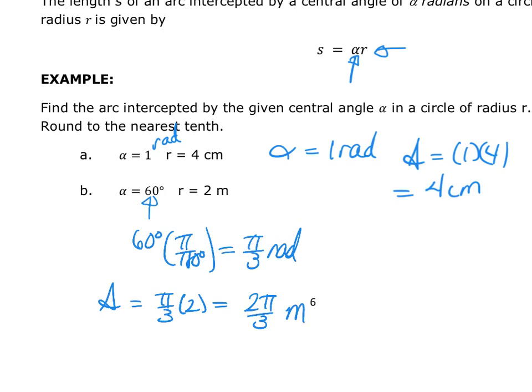And I can leave it like that, or I can put in my calculator 2 times my pi symbol, 3.14, divided by 3. So somebody who did the conversion, give that to me to 3 decimal places. 2 times pi divided by 3, to 3 decimal places. 2.09.